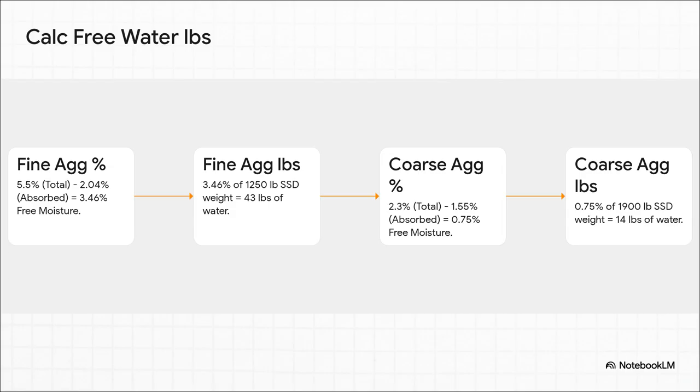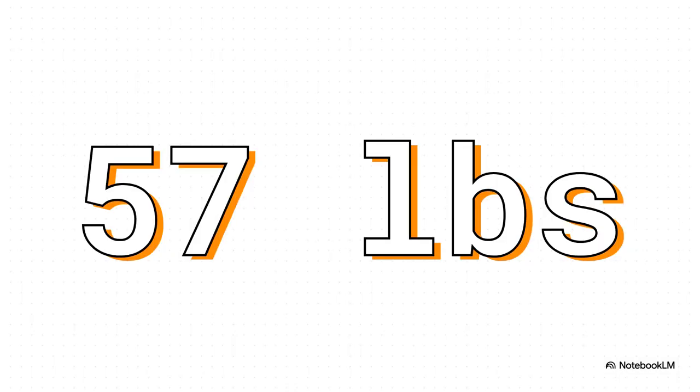So let's see how this works in practice, using the numbers from example E in your manual. You have to do this for both your fine and your coarse aggregate. For each one, you find that free moisture percentage, and then you multiply it by the SSD weight from the original mix design. That gives you the exact pounds of excess water coming from each type of aggregate. So in this example, we add the 43 pounds of water from the sand and the 14 pounds from the stone, and what do we get? Our magic number, 57 pounds. That is 57 pounds of water that was pretending to be aggregate. And your job is to put that weight back where it actually belongs.